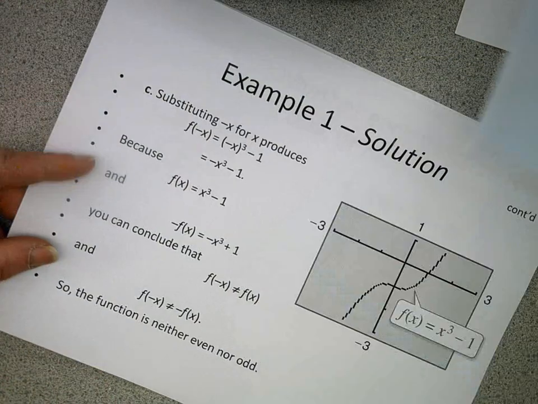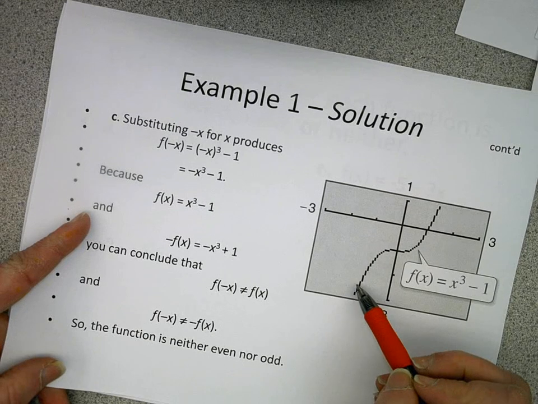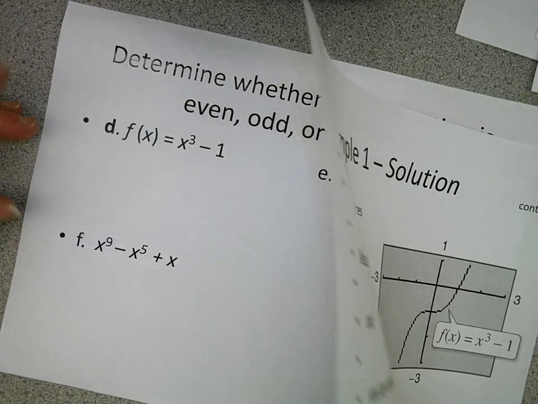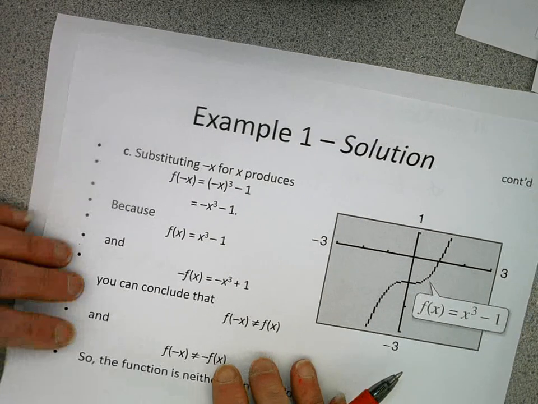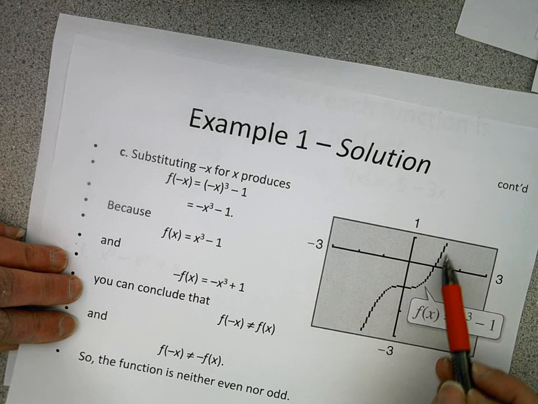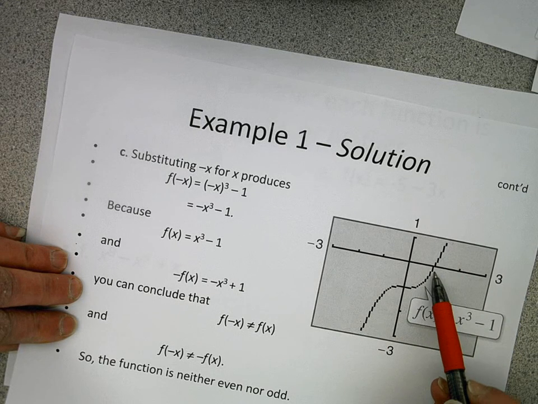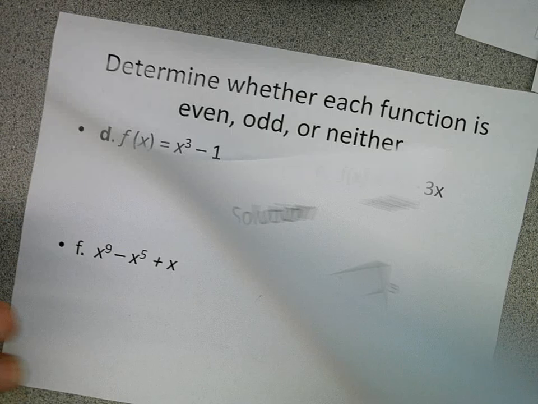And this last one is a cubic. Oh, whoops. I don't know why I have that again. Oh, that's C. Sorry. This one was odd too, because you have the opposites. Okay, let's try D, E, and F.